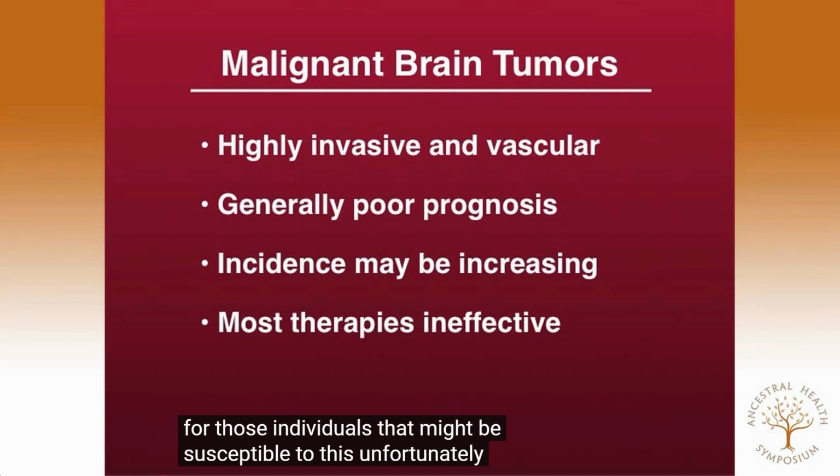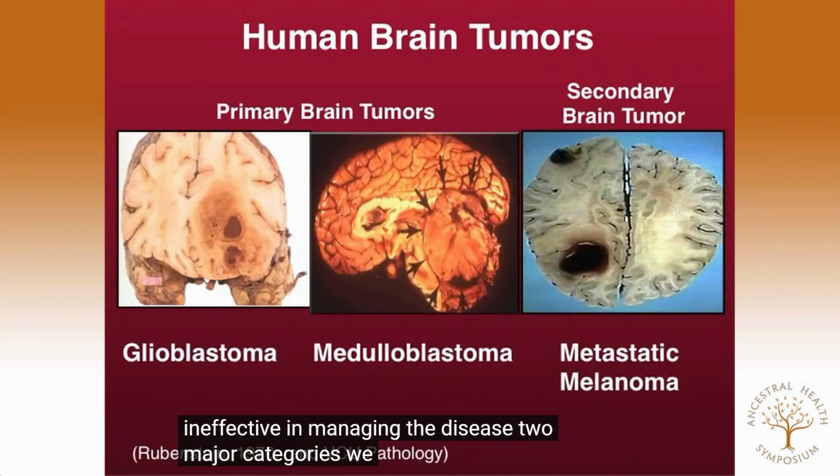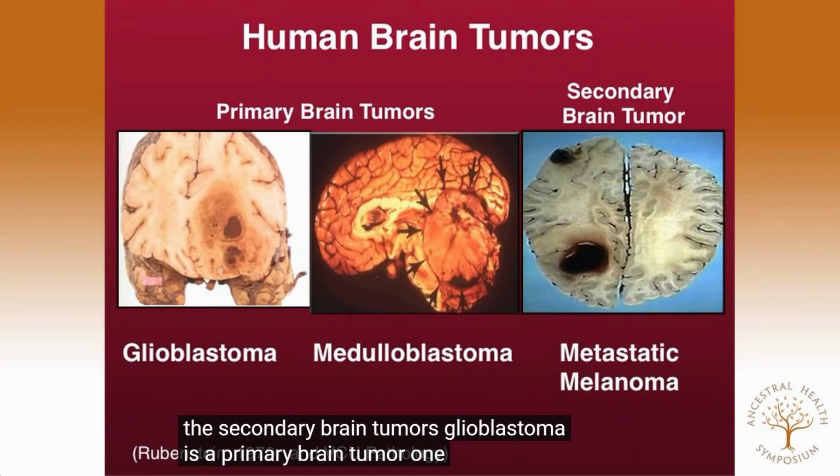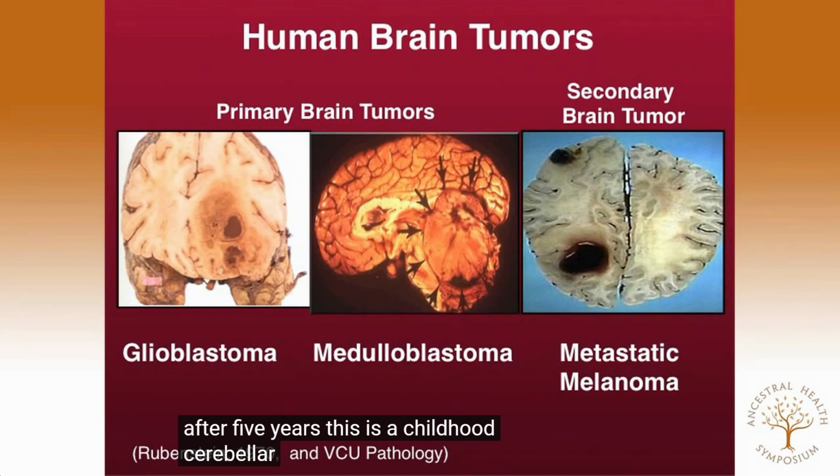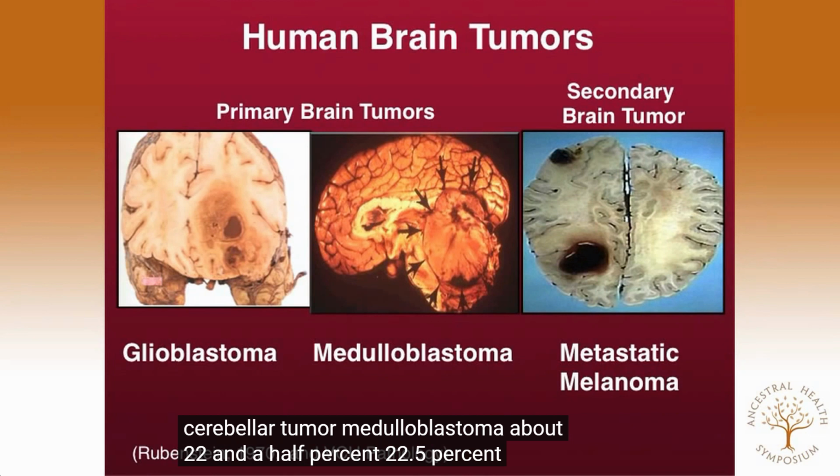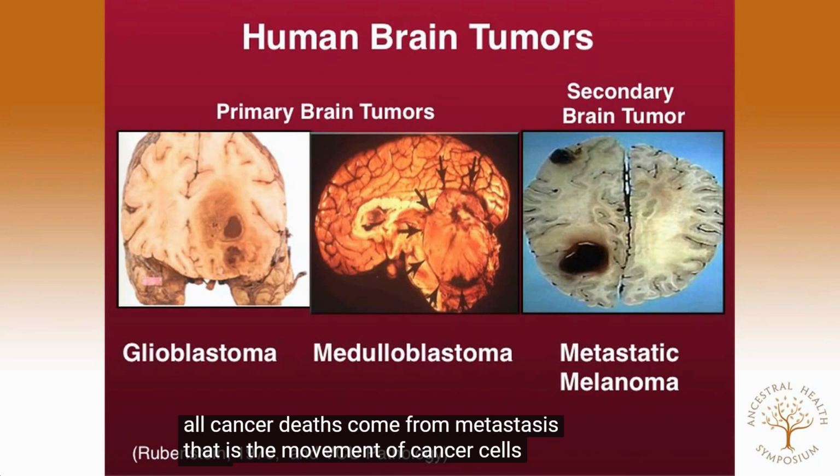Two major categories, we have the primary and the secondary brain tumors. Glioblastoma is a primary brain tumor, one of the worst, with very poor survival after 5 years. This is a childhood cerebellar tumor, medulloblastoma. About 22.5% of all cancer deaths come from metastasis, that is the movement of cancer cells from some other organ to the brain.